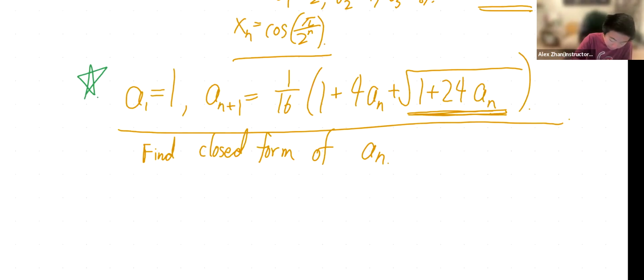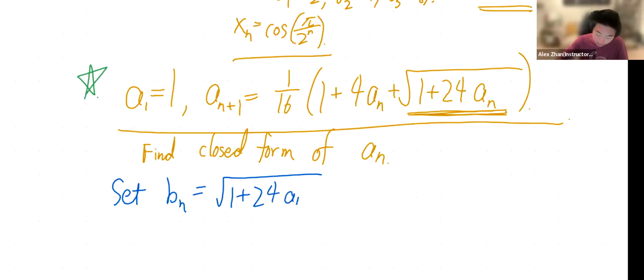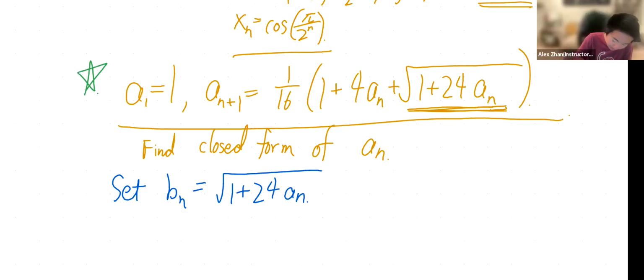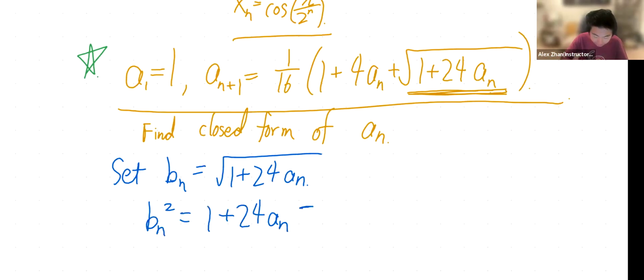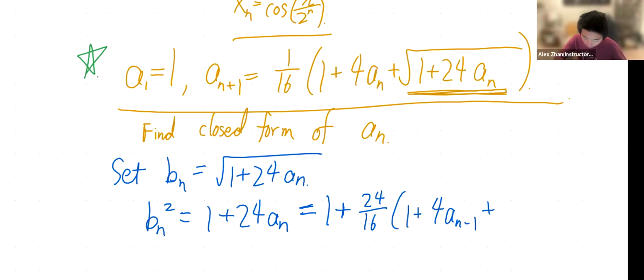Basically my idea was to set bn equals root of 1 plus 24 an, because we want to remove the square root. So we just set bn to be equal to it. Then we have bn squared is equal to 1 plus 24 an. And this is in fact going to be equal to 1 plus 24 over 16 times (1 plus 4 an minus 1 plus square root of 1 plus 24 an minus 1).